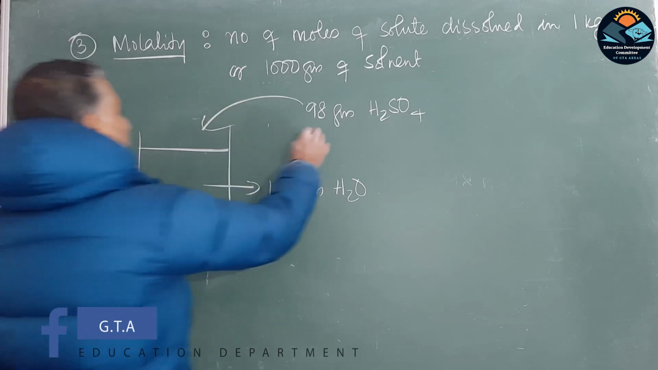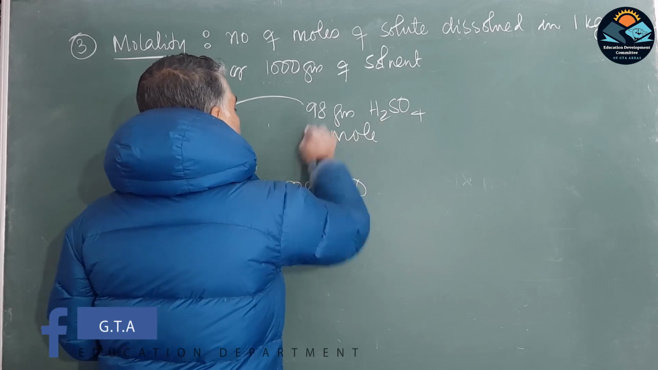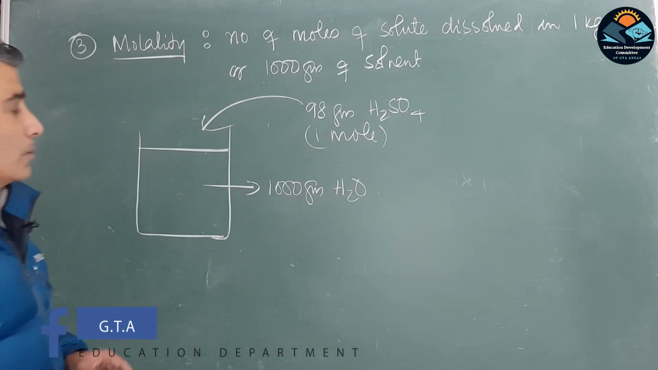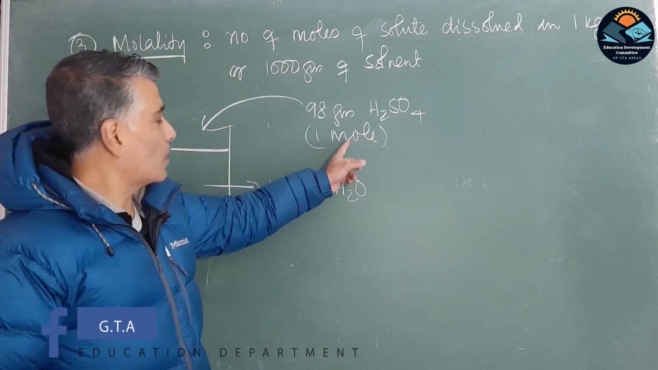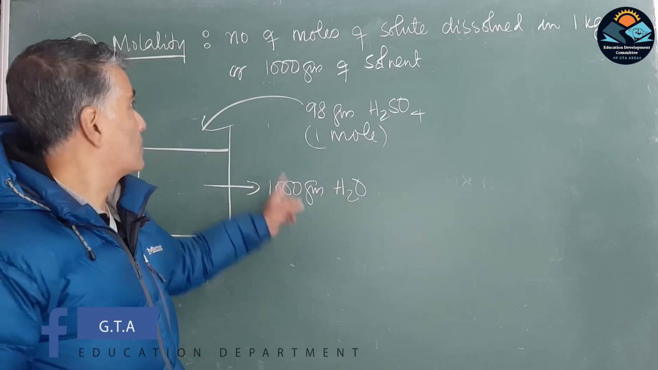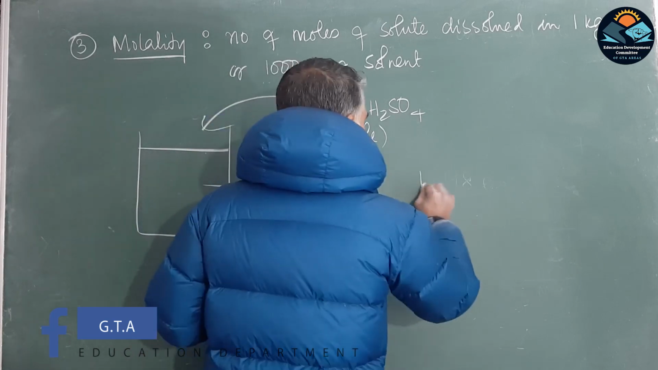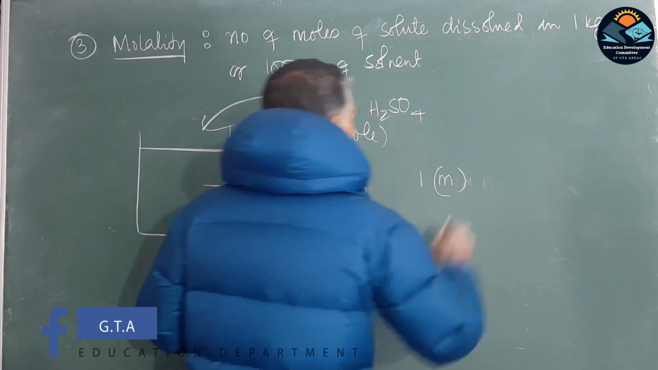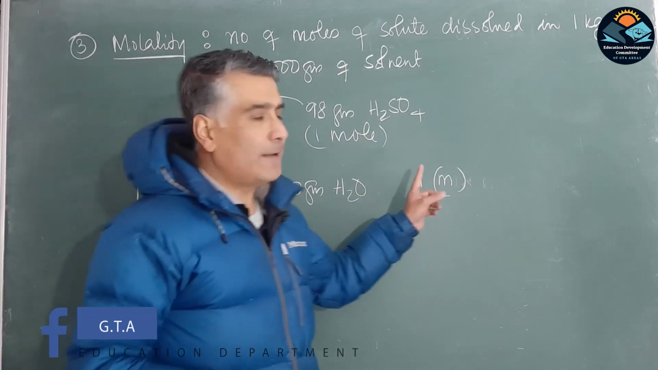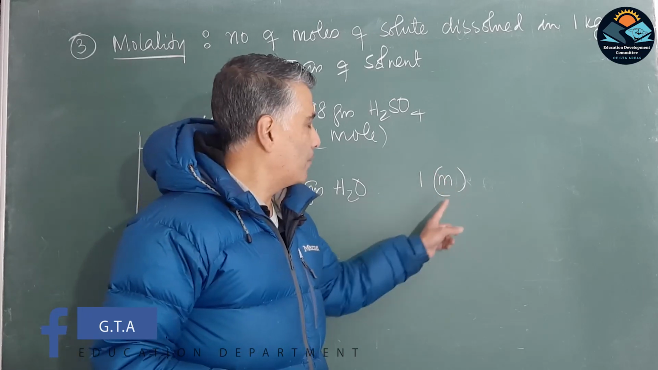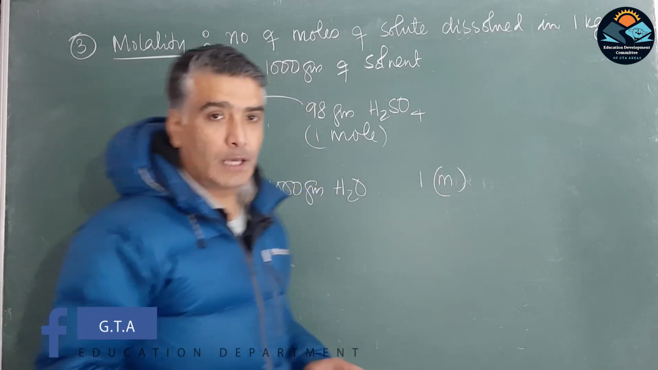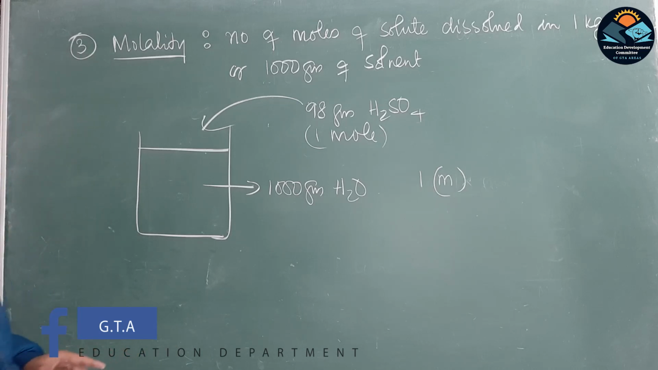So I have added 1 mole of solute in 1 kg of solvent. And whatever number of moles of solute is there in 1 kg of solvent, that's known as molality. So the molality here is 1. I can write this as 1 molal. You see, molarity is expressed as capital M and molality as small m. So that's how the concentration of a solution is expressed in molality.